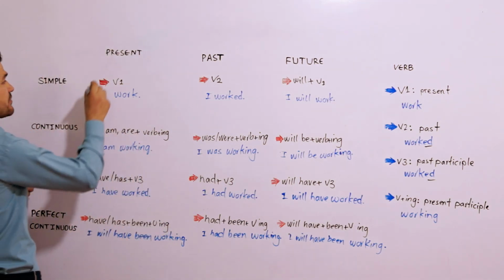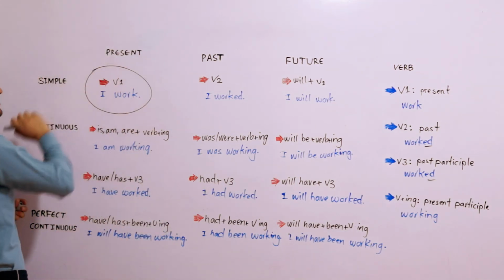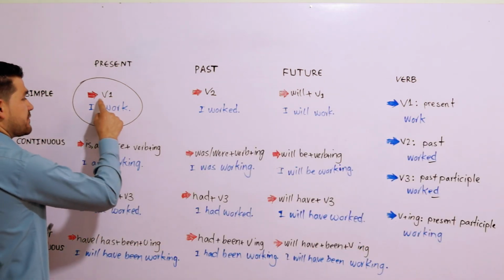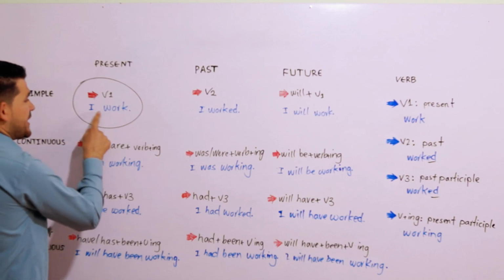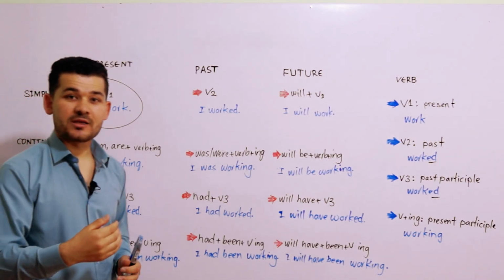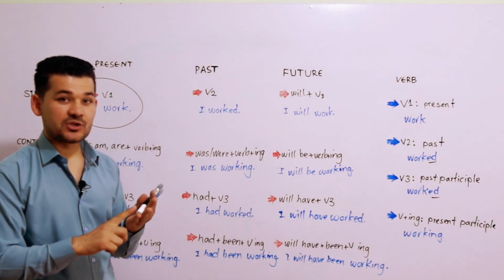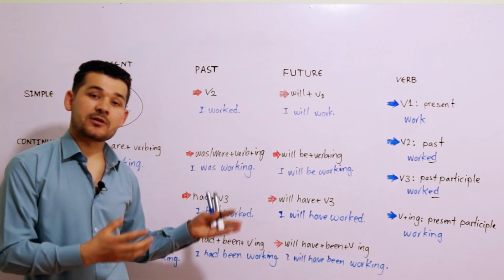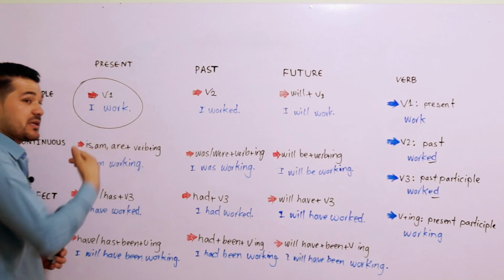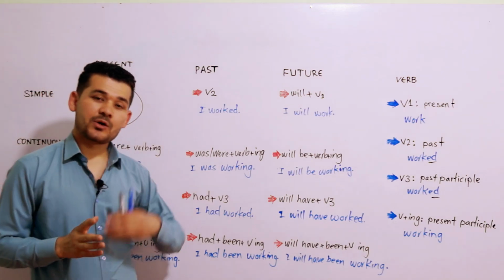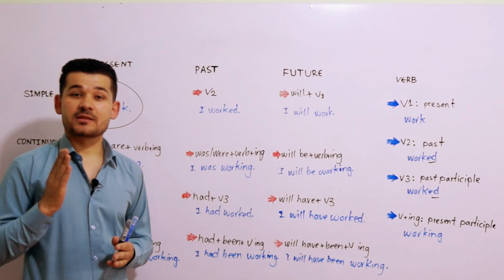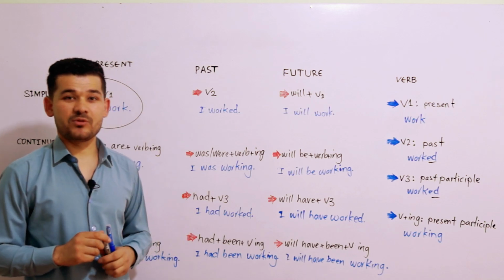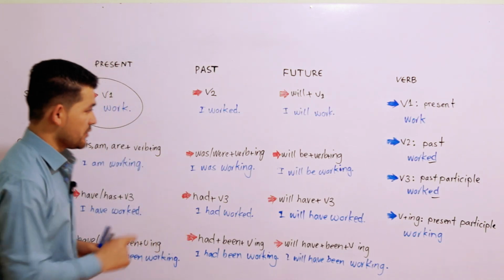Let's study first this one. Present simple. To make a present simple sentence, we have V1, the first form of the verb. For example, I work, you work, he works. With he, she, and it, and with all the other nouns that are third person singular, the verb takes s or es. For example, she works. Or for example, you can say the driver works. Or for example, he works. So it takes an s.